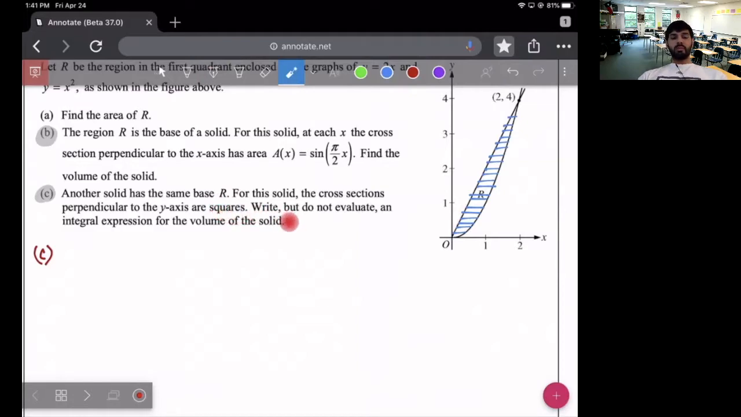So I need to write, but do not evaluate. So I just need to set this one up. I don't need to evaluate or integrate or anything else like that. This time when I integrate, since I'm perpendicular to the y-axis, all of my terms and values in my integral have to be in terms of y. So I'm going to start from 0, but go on my y-axis up to 4. So I'm integrating from 0 to 4.